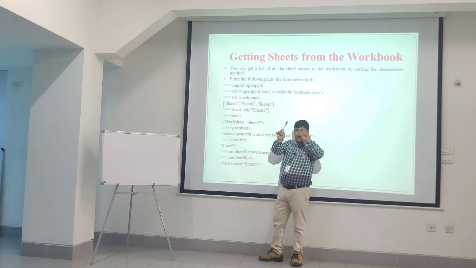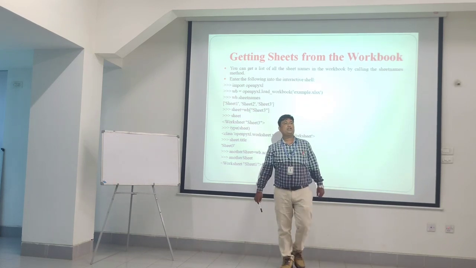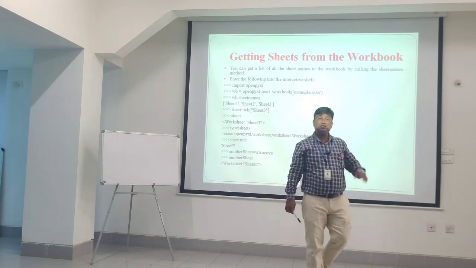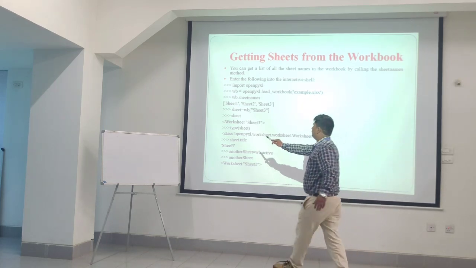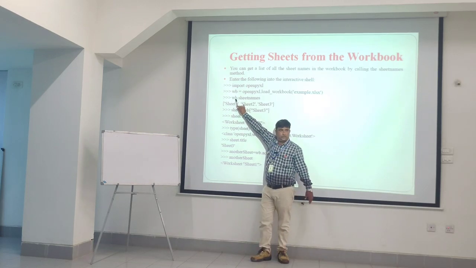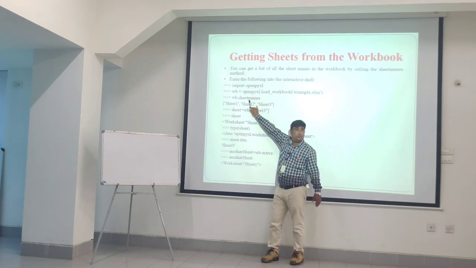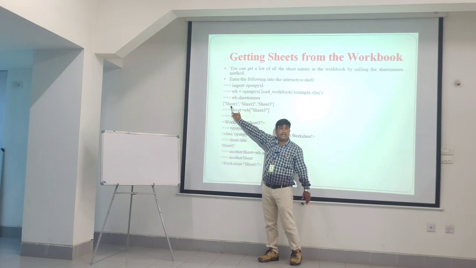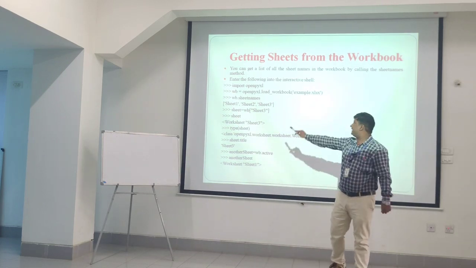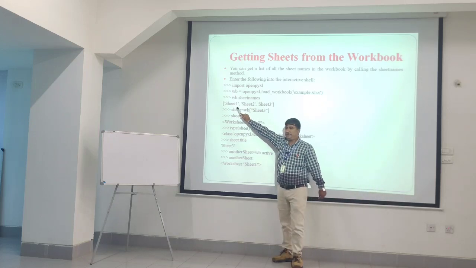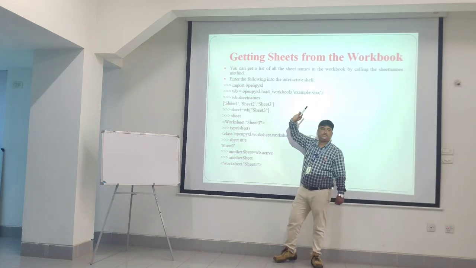Now, wb.sheetnames. As I said, each workbook contains how many sheets? 3 sheets. What are the 3 sheet names? Sheet1, Sheet2 and Sheet3. So what is wb? An object, and I am calling the sheet names. How many sheets are there in which file? example.xlsx. What does it contain? Sheet1, Sheet2 and Sheet3.